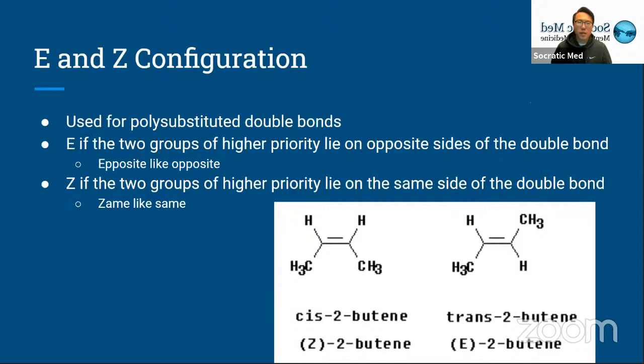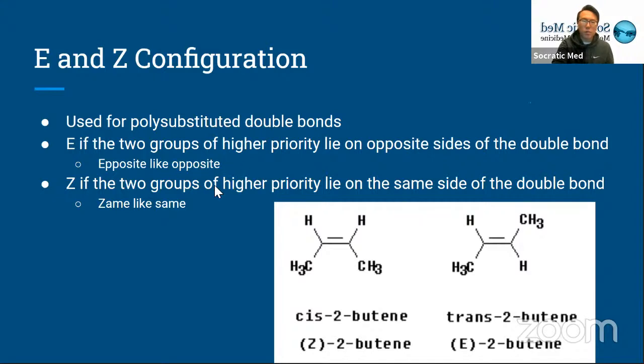So E is if the two groups of higher priority are on opposite sides of the double bond. E would be related to trans, since the groups are on opposite sides of the double bond. I like to think of E as opposite, because E sounds like opposite. And then Z is analogous to cis.